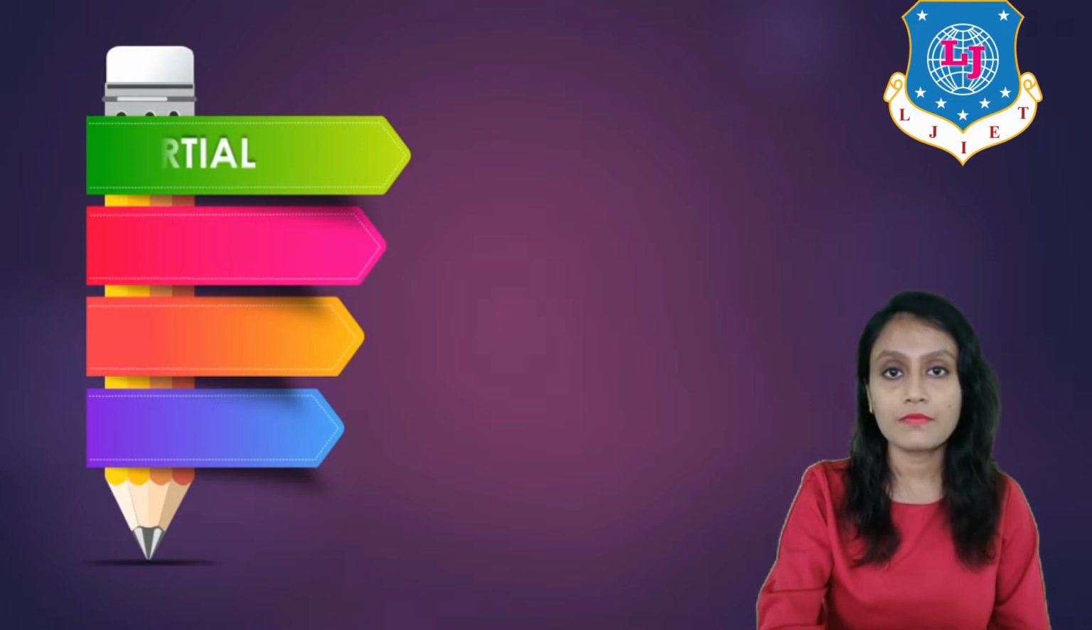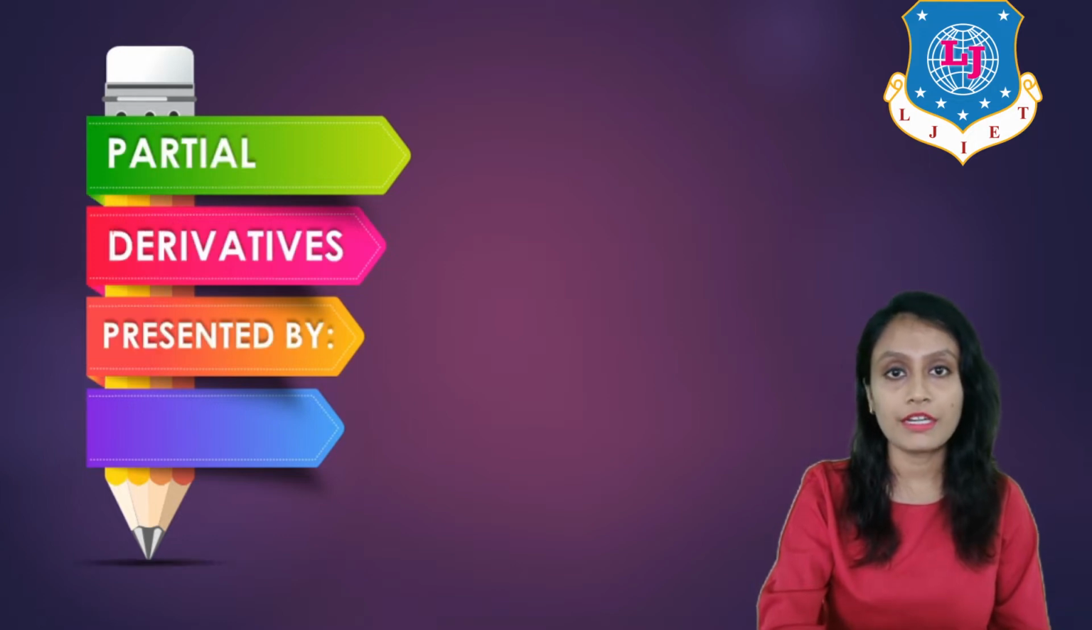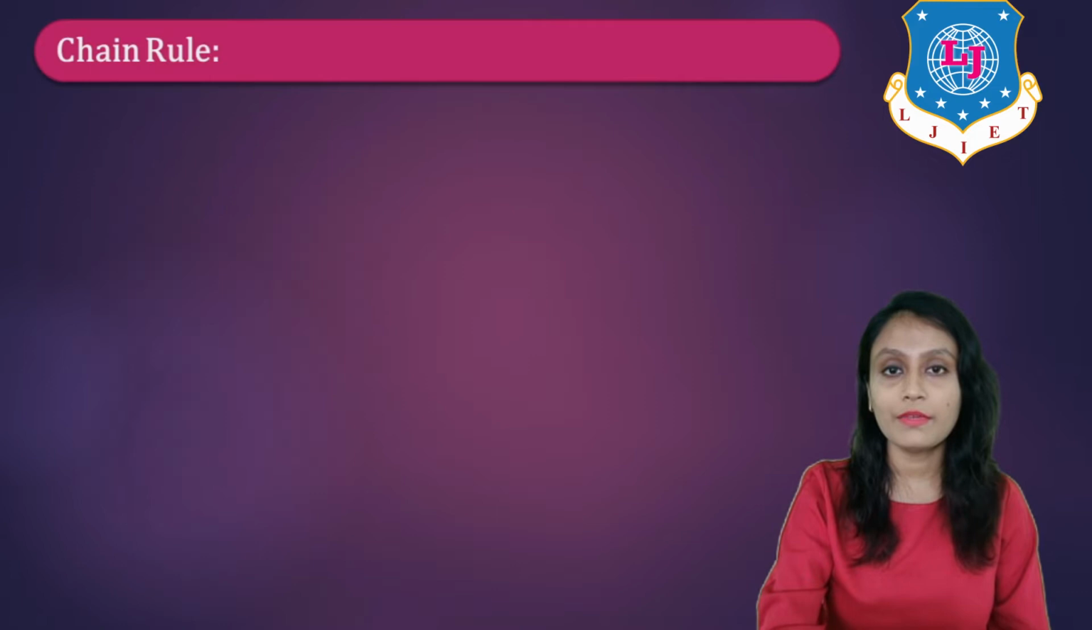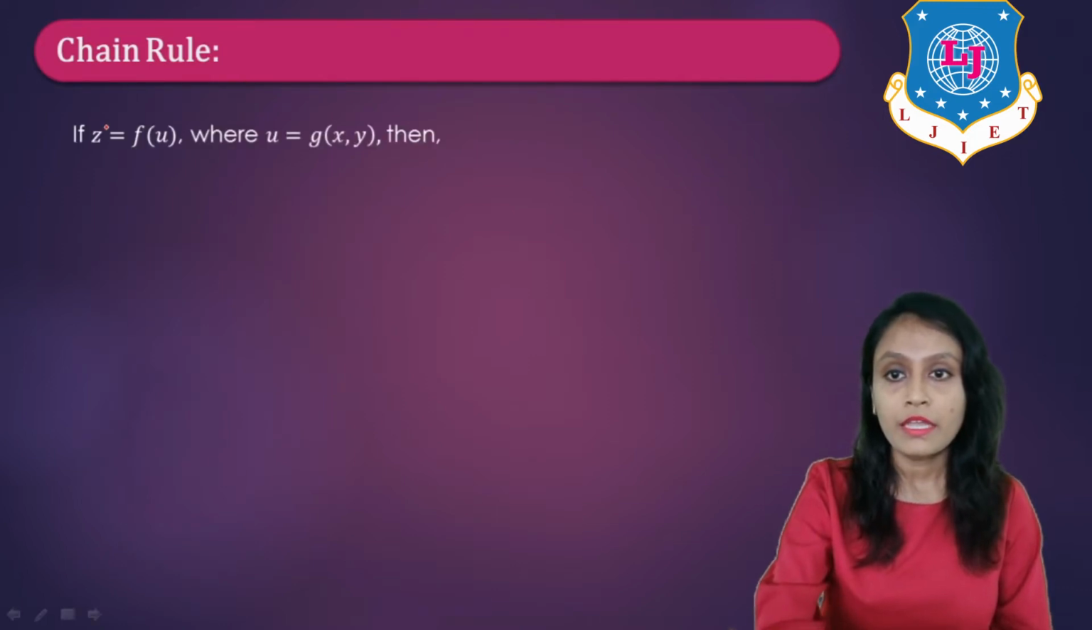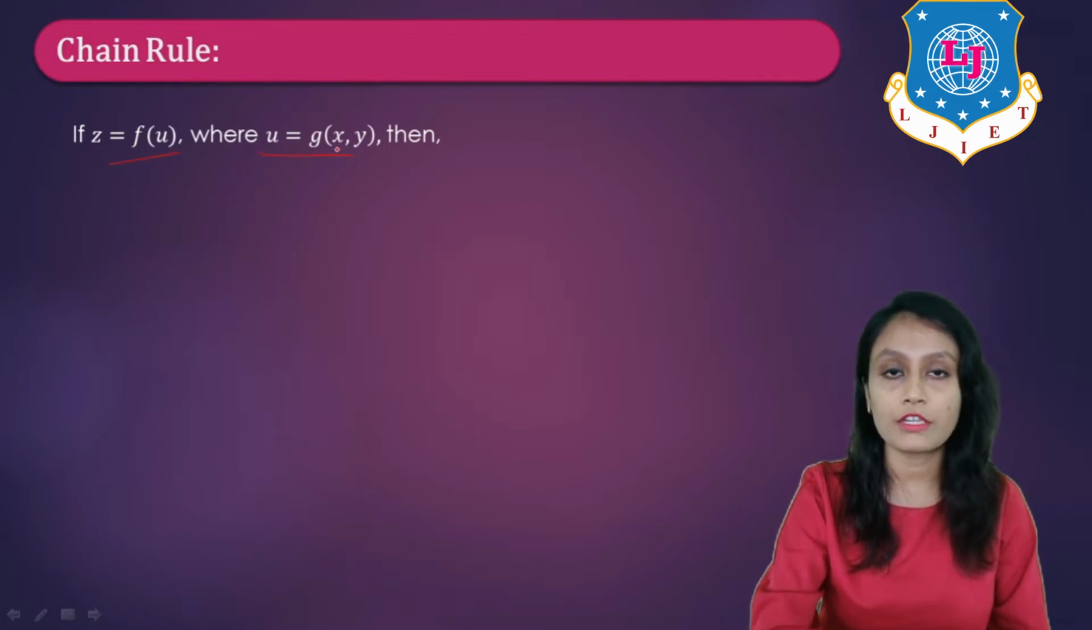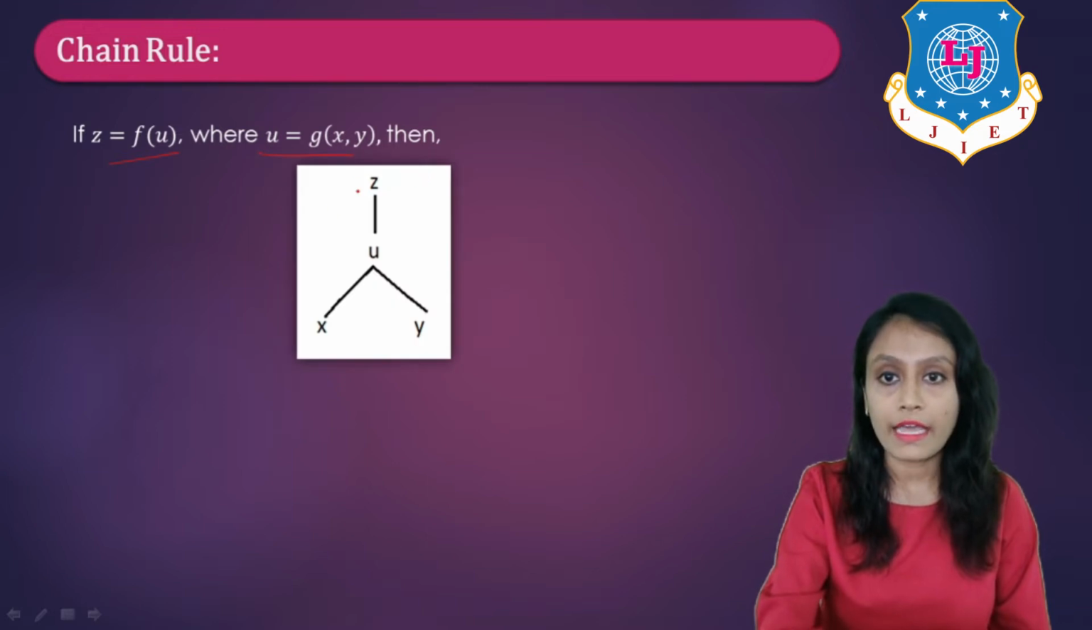Today we will discuss a few more topics of partial derivatives. So let's begin with the first topic, that is the chain rule. If z is a function of u, and u is a function of x and y, let's make a tree diagram.